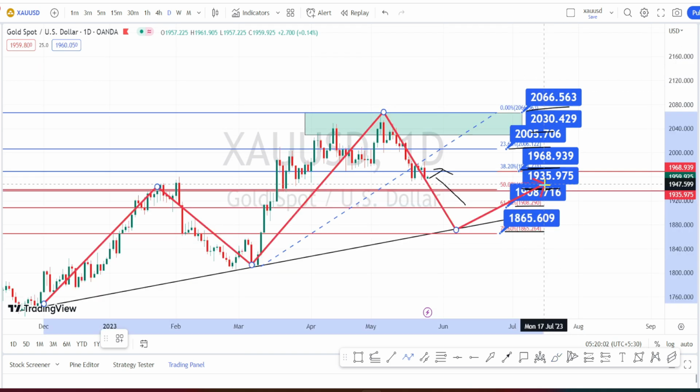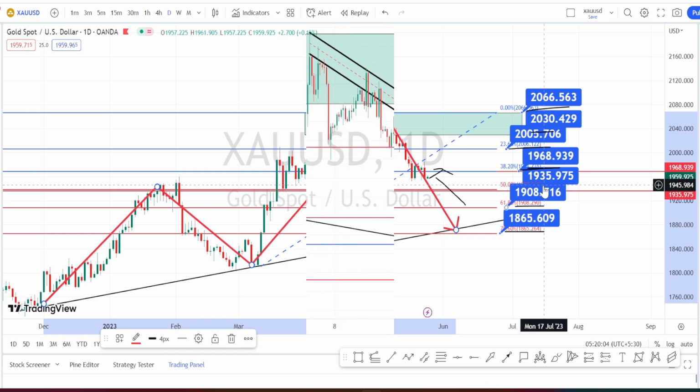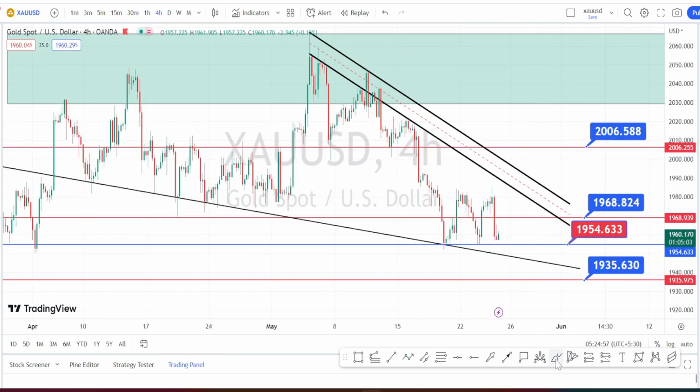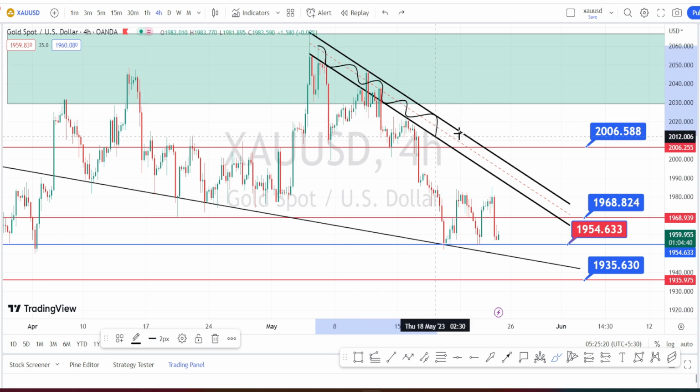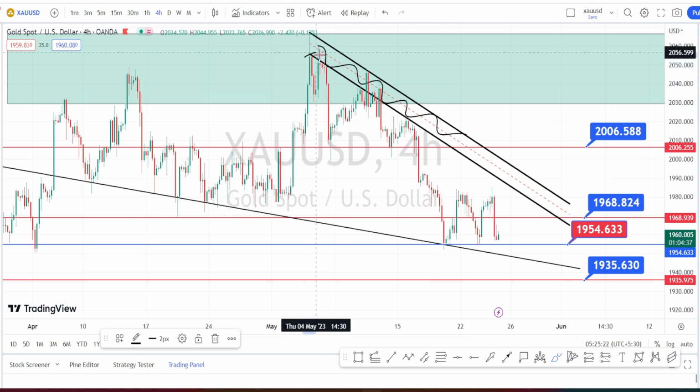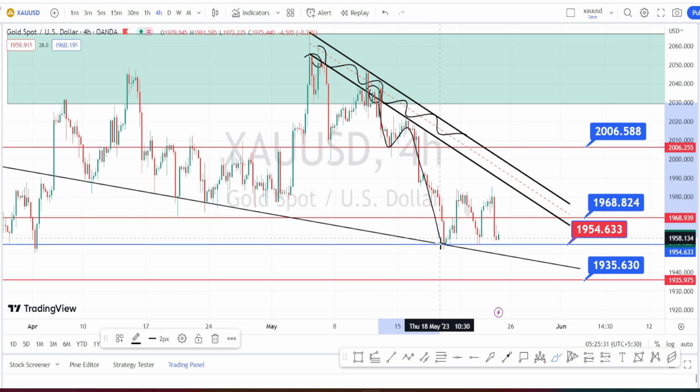Let us look at the price action in 4 hours time frame. I am in 4 hours time frame now, and currently when we look at the price action in 4 hours time frame, it is trading in a bearish trend. We can notice that every time the price action tests this resistance zone, it has bounced back on the bearish side retracement.